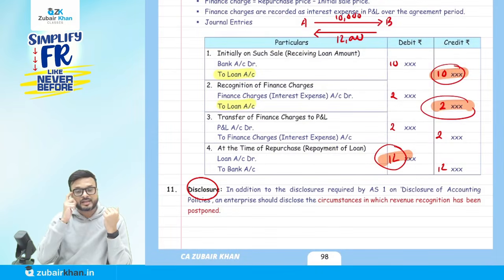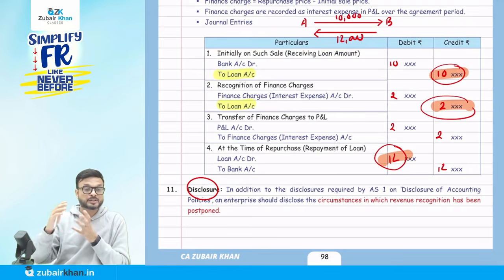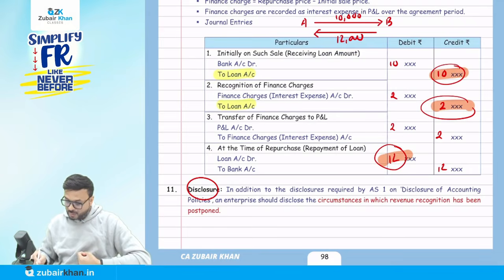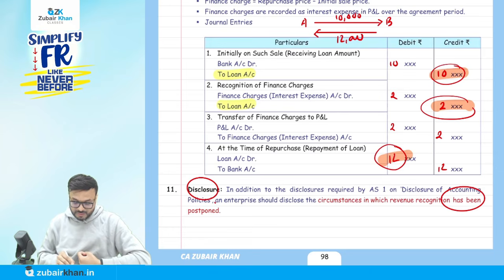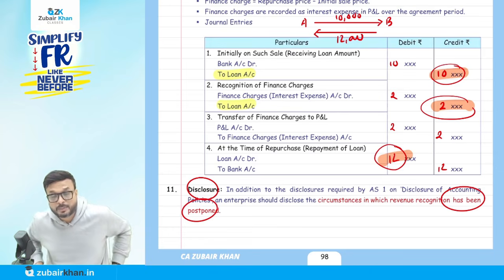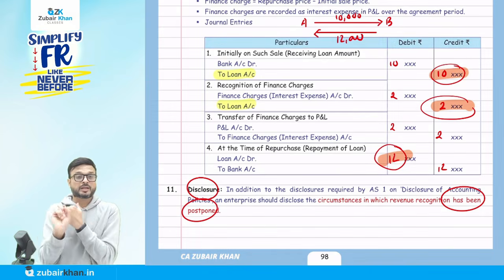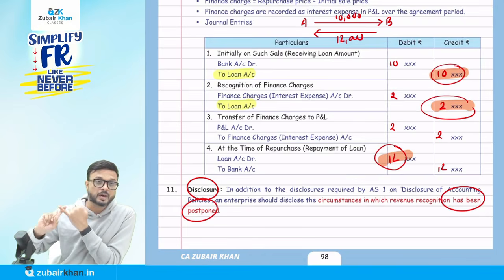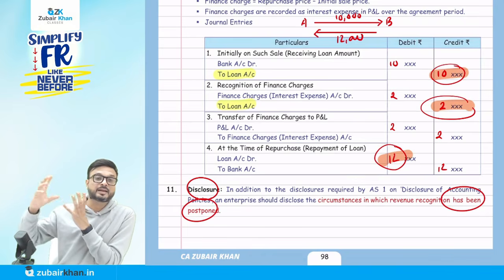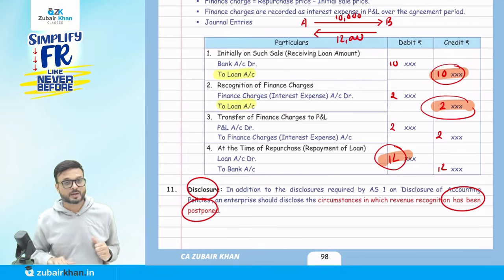Now the last point is disclosure. In addition to what is mentioned, the accounting statement relates to disclosure of accounting policy. We have to mention why the recognition has been postponed. Recognition may be postponed because we don't know the amount, or there is uncertainty regarding the ultimate collection. This is all about Accounting Standard 9.